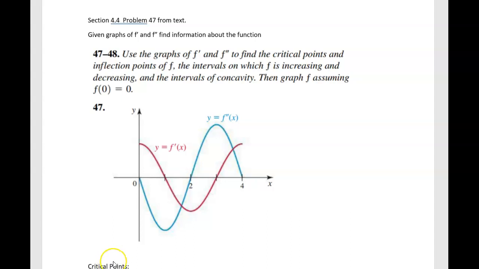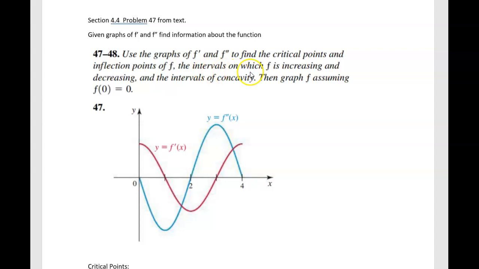We're going to look at a problem from section 4.4, problem 47 from the text, and we're going to be given graphs of a first derivative and of a second derivative. And we're going to find the critical points and inflection points of the function. So note the graphs are of the first derivative and of the second derivative. We're asked about the function.